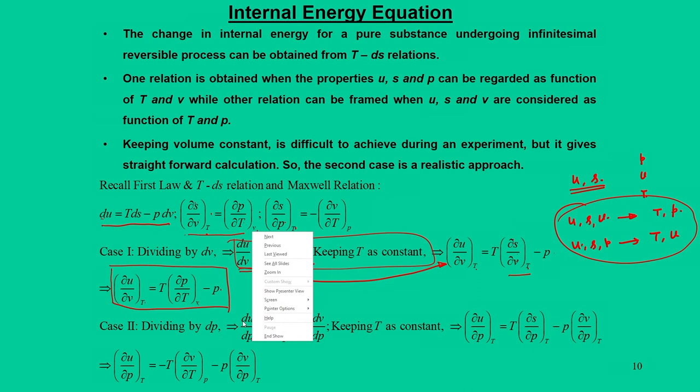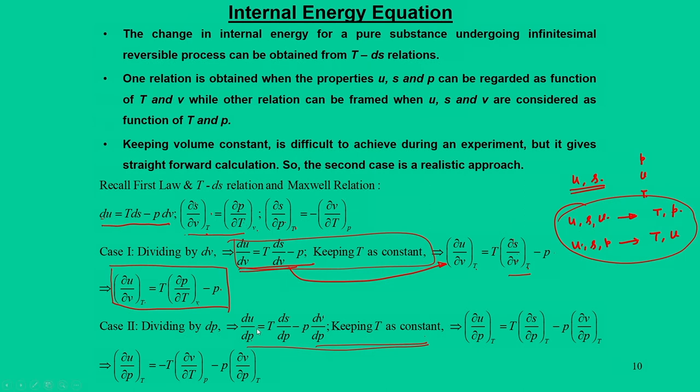And in the other scenario, if we divide the TdS equation, du by dp, because the pressure was taken as the independent parameter, then we write T ds by dp minus p dv by dp, keeping T constant. Instead of writing the entire expression as an ordinary differential equation, it is represented in partial differential form, that is dou u by dou p at constant T is equal to T times dou s by dou p at constant T minus p times dou v by dou p at constant T.